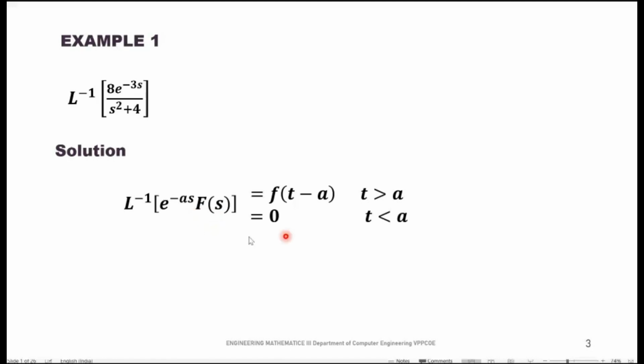So we have to make use of the second shifting theorem, since a function f of s is multiplied by e raised to minus as. So a is equal to 3 and f of s is equal to 8 upon s square plus 4. We are having two functions, e raised to minus as into f of s, where a is equal to 3 and f of s is equal to 8 upon s square plus 4. So now we have to calculate the inverse of f of s. So what will be the inverse of 8 upon s square plus 4?